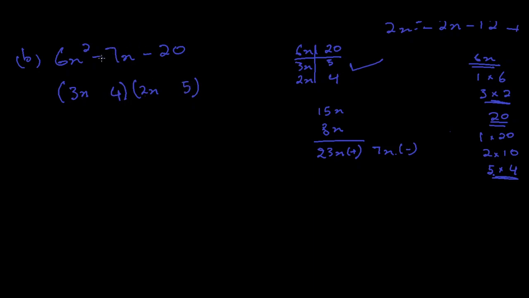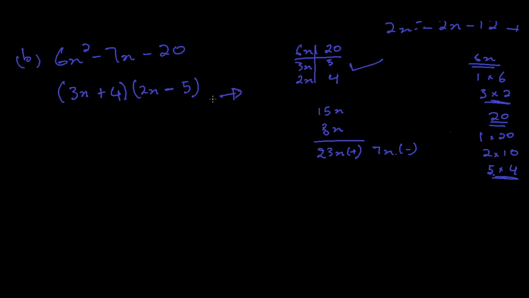Then comes the sign. Remember the sign? We look at the middle term. We assign it to the bigger number here. The bigger number in this case is 5. So it's negative, and this will get a positive. Okay, so from here, this is done.